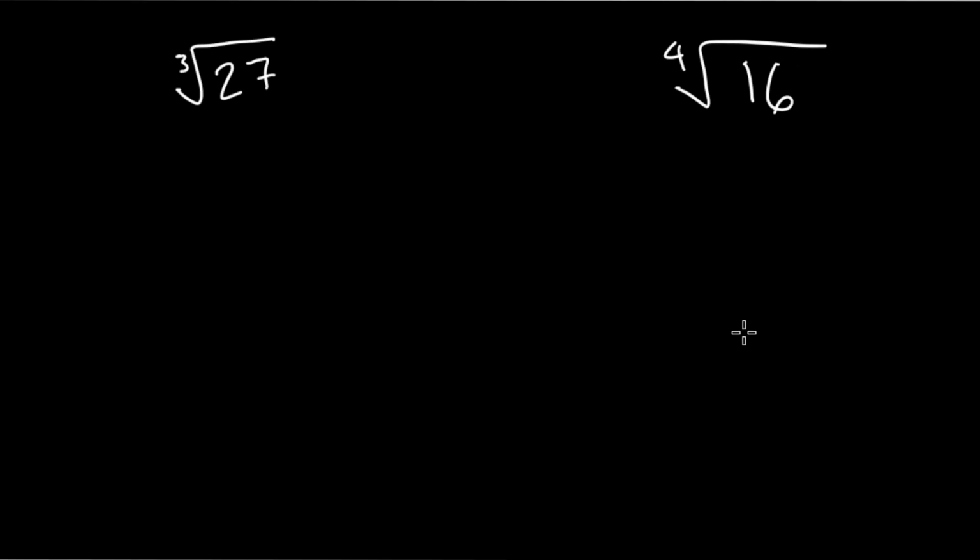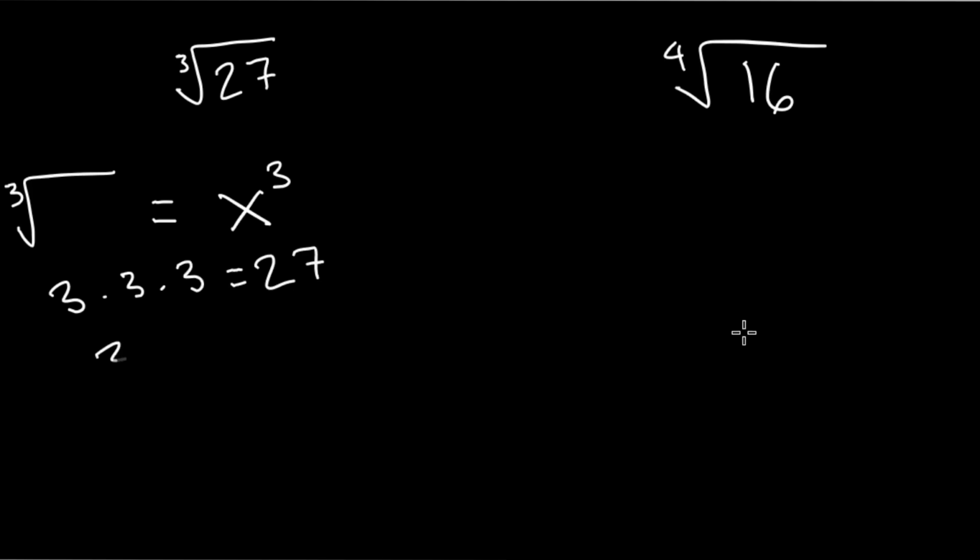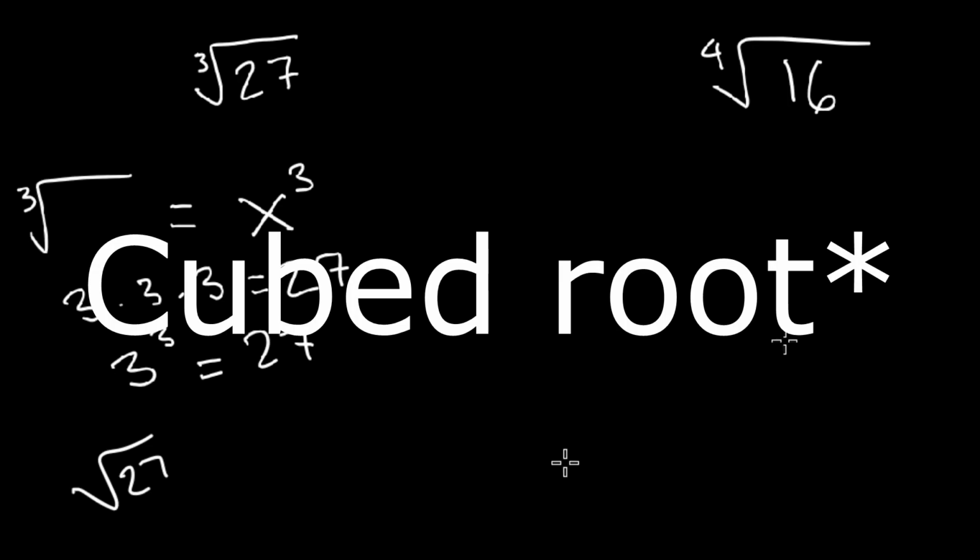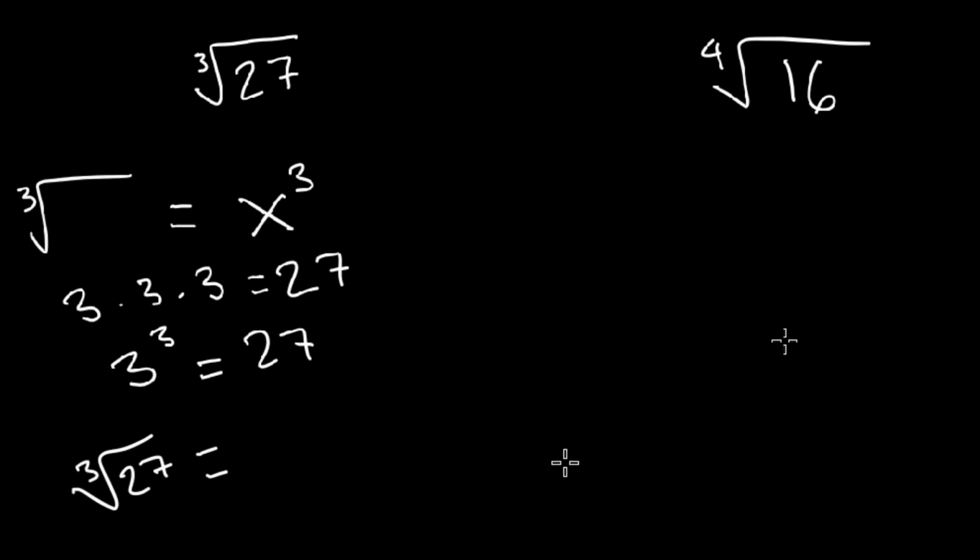Okay, so now that we've gone over the fundamental principles of square roots, I want to go over cubed roots. So cubed roots are just equal to x to the third. To the third is just multiplying a number 3 times. So we know that 3 times 3 times 3 is equal to 27, or you could write it out as 3 to the third. So the cube root of 27 is equal to 3.